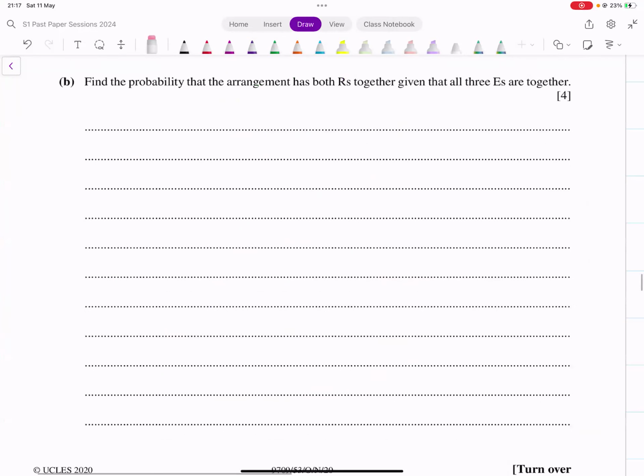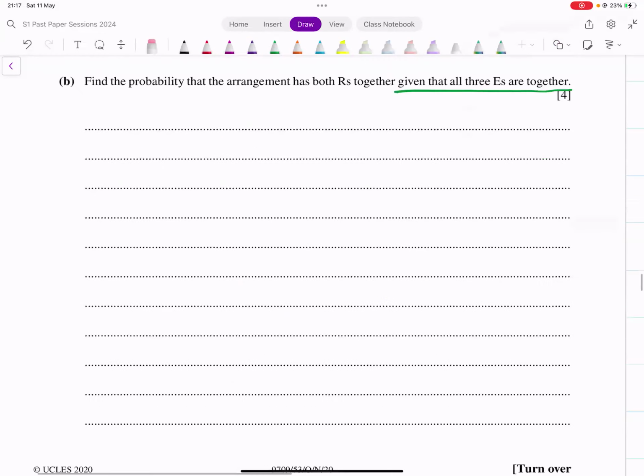Now it says find the probability that the arrangement has both R's together, given that all 3 E's are together. Now, this is conditional probability. What is given has to be the denominator. When you're finding probability, what's given has to be the denominator. Let's find this case first of all, where 3 E's are all together. How do you find this case?